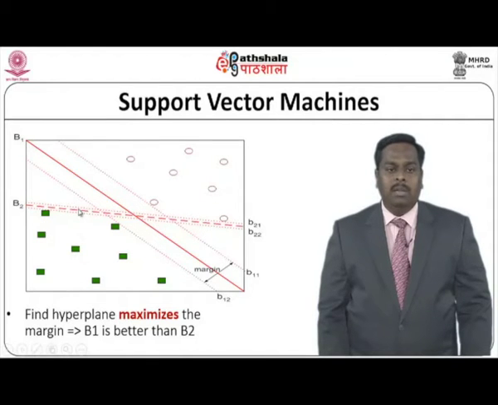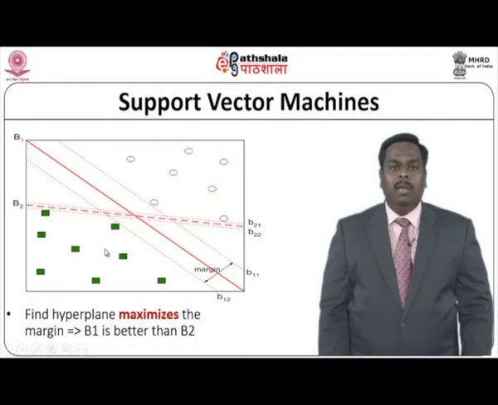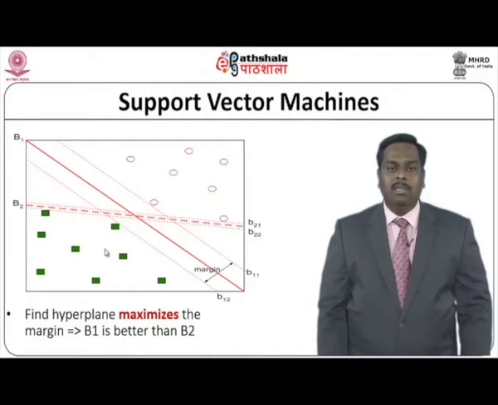But when you consider B2, this decision boundary does not have a larger margin. Therefore, we cannot consider this to be a better solution or a better hyperplane or a better decision boundary for distinguishing between class 1 type data and class 2 type data. So ultimately, we are trying to define a hyperplane that maximizes the margin.